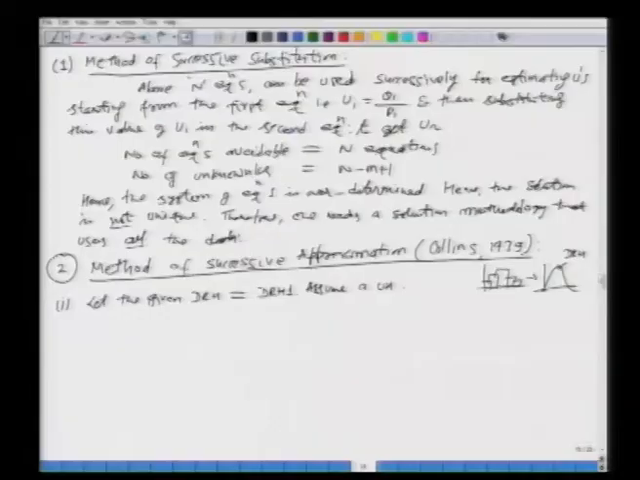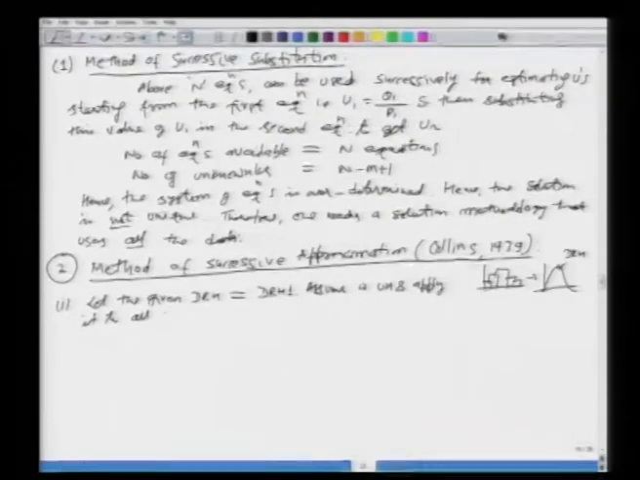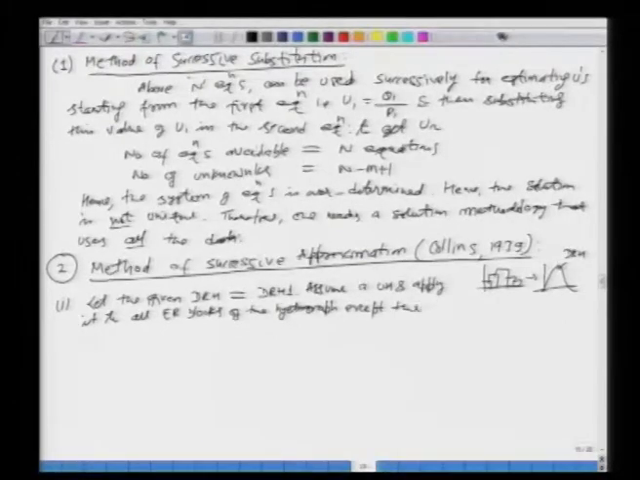So, let us say we assume some unit hydrograph and apply it, the unit hydrograph, to all excess rainfall blocks of the hyetograph, except the largest one, and calculate the runoff response, and let us call that DRH 2.